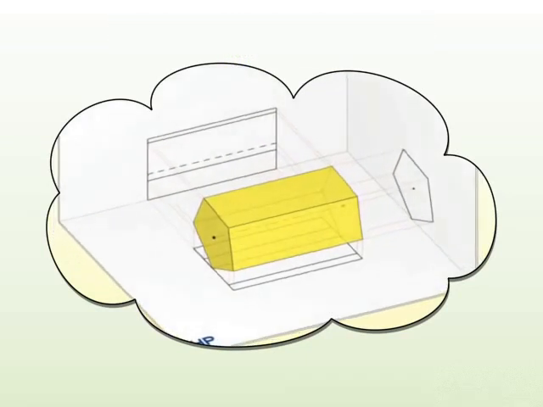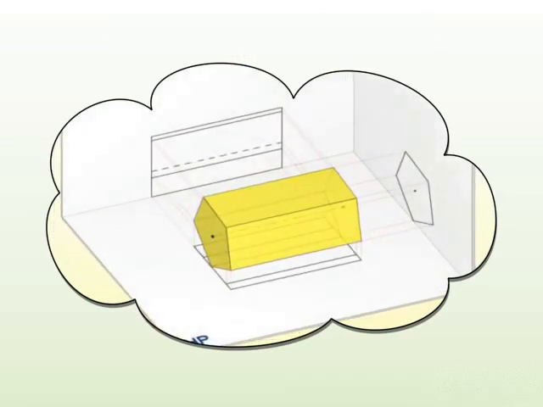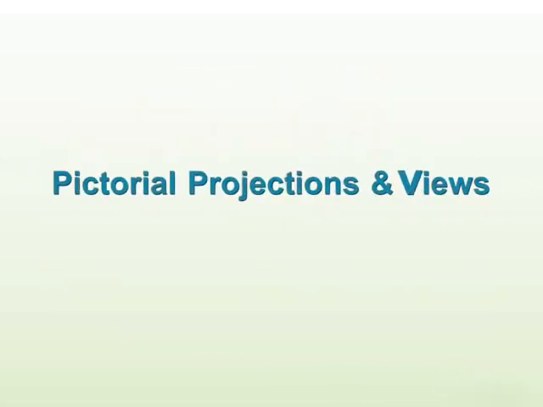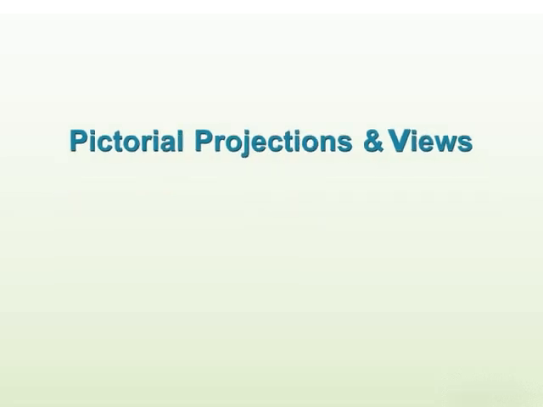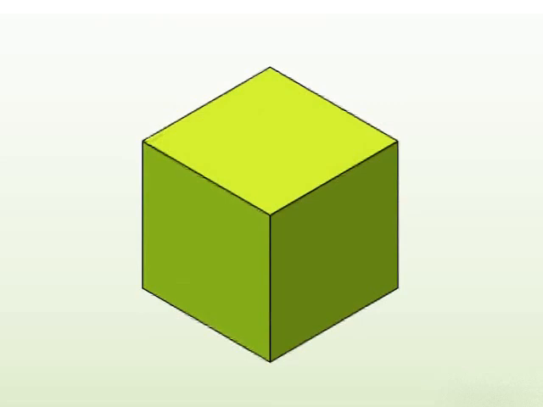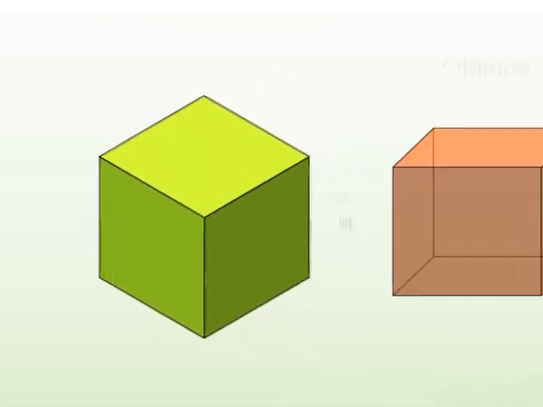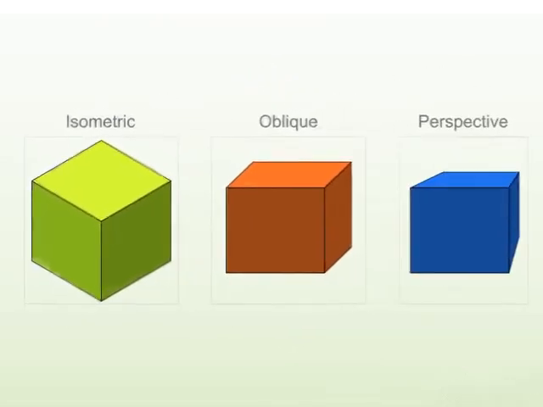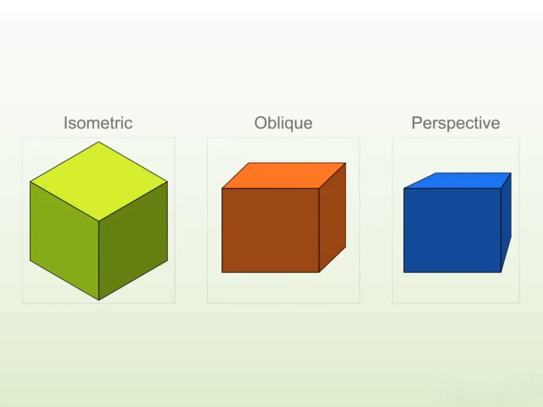Hi friends, we've practiced constructions of orthographic projection. Let's have a discussion on the concept of pictorial projection and its views. A pictorial projection is a three-dimensional view of an object as it appears physically. There are three kinds of pictorial views available: isometric, oblique, and perspective.